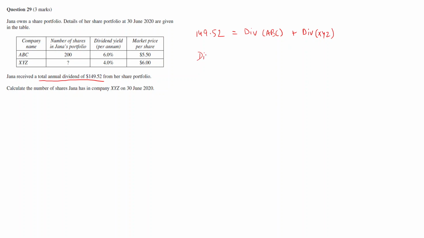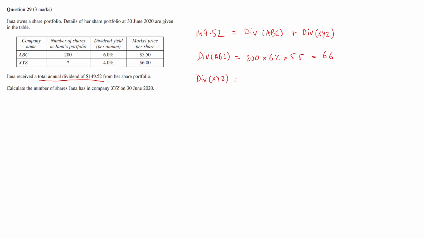So dividend from ABC would be equal to, you need to remember this formula. Basically, dividend is number of shares multiplied by the market price multiplied by the dividend yield. So in this case, 200 multiplied by 6% multiplied by 5.5, which will give you the dividend for ABC as $66, right?